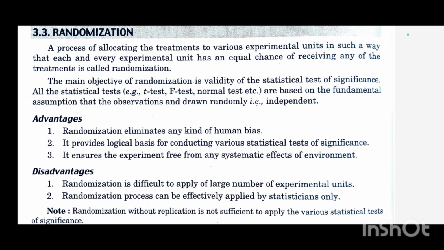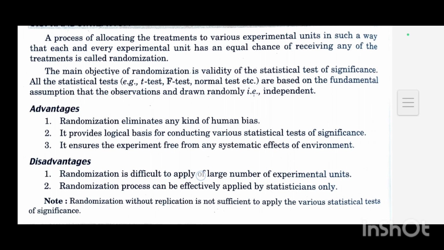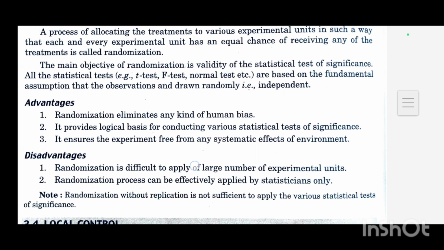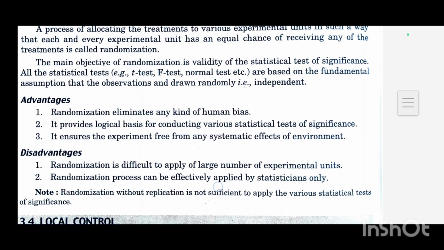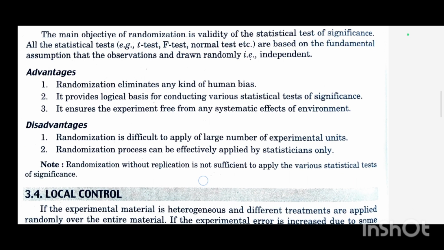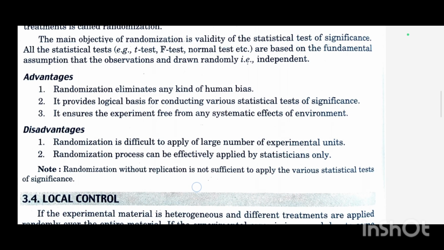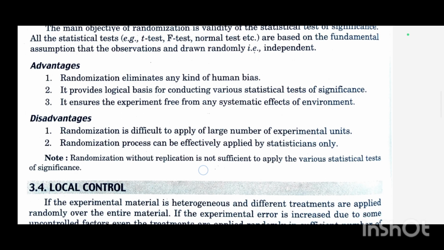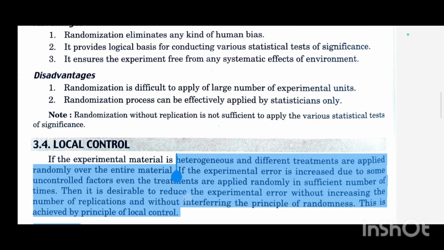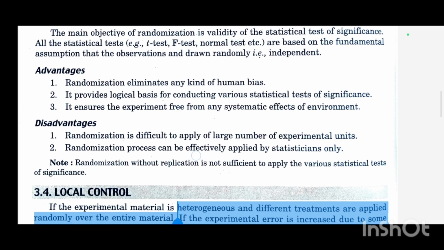Next, coming to randomization: a process of allocating the treatments to the various experimental units in such a way that each and every experimental unit has an equal chance of receiving any of the treatments is called randomization. The main objective of randomization is the validity of the statistical test of significance. All the statistical tests are based on the assumption that the observations are drawn randomly or independently.